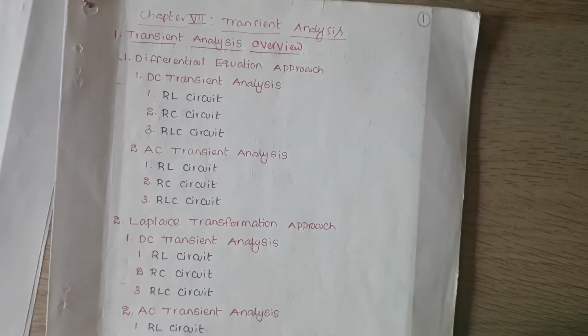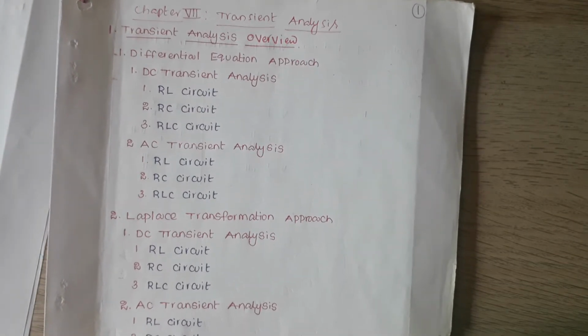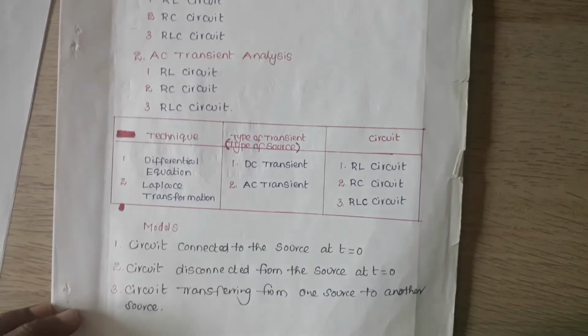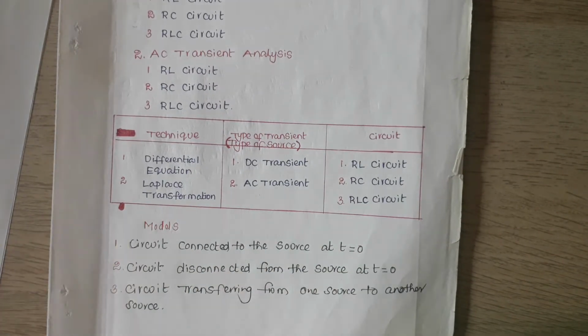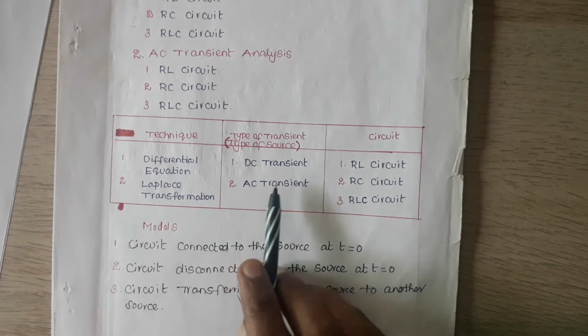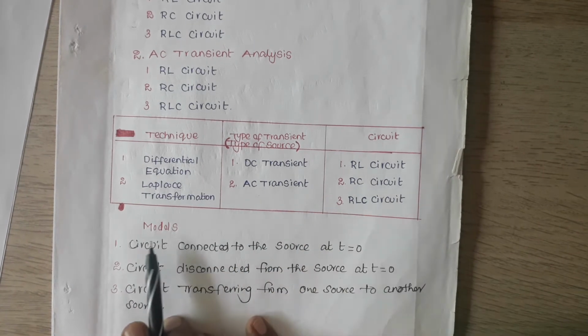We are discussing Unit 3, transient analysis, or otherwise transients. This is the outline of transient analysis: what is the technique, what is the type of transient, what is the circuit, and what is the model.